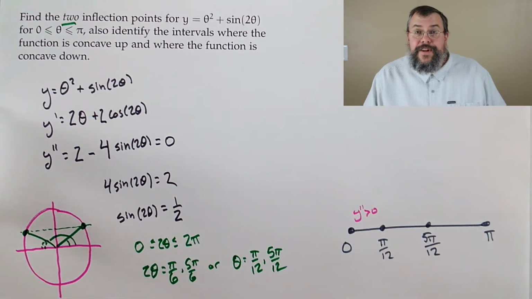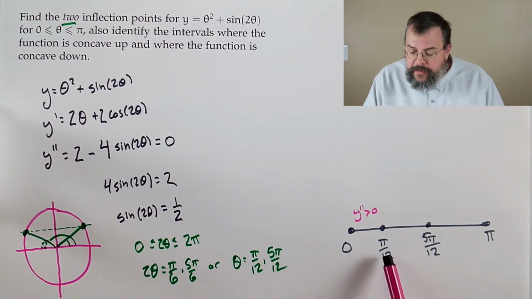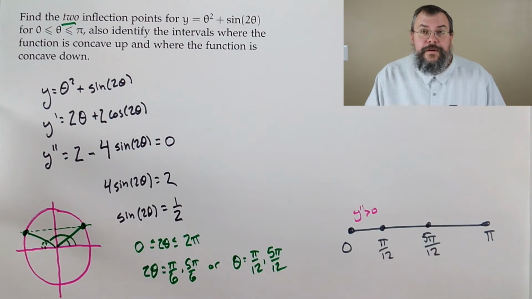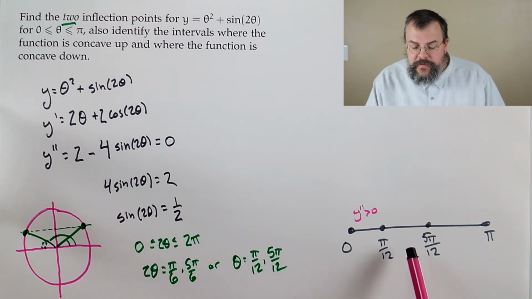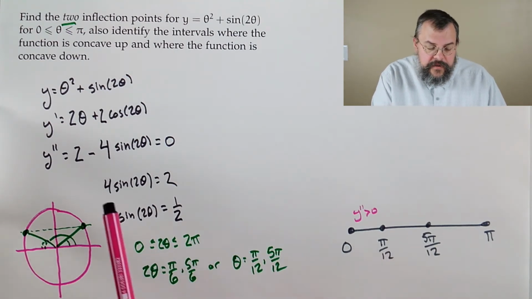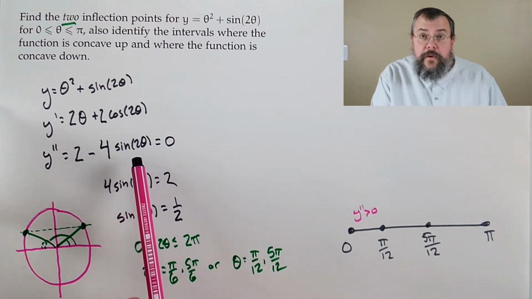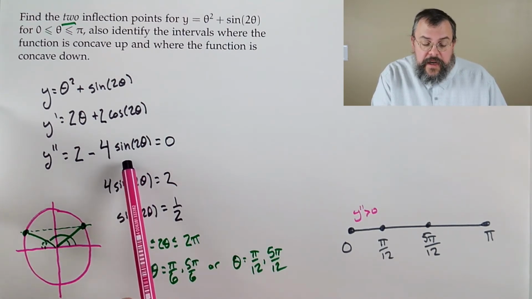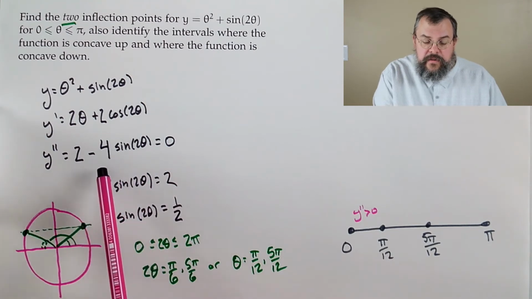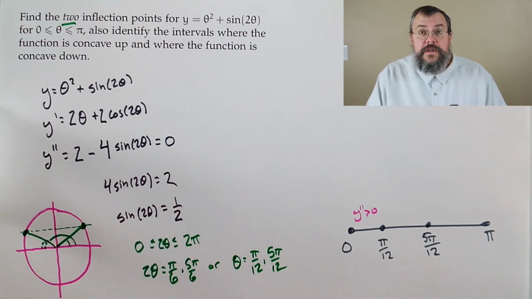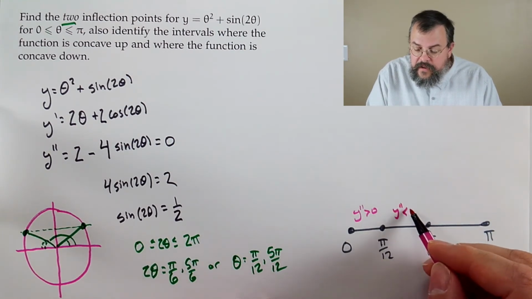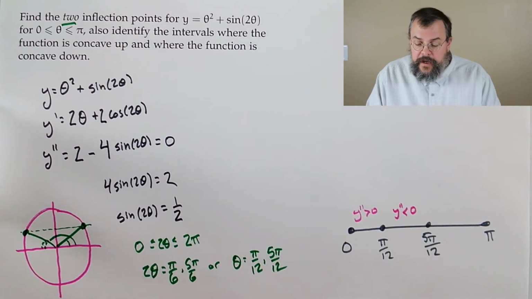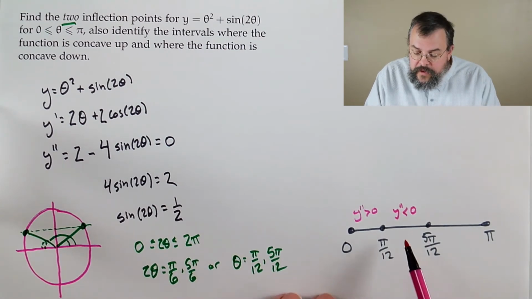Now we go to our next interval. Our next interval is between pi 12ths and 5 pi 12ths. Well, what's halfway between pi 12ths and 5 pi 12ths? Well, it would be 3 pi 12ths, or also known as pi 4ths. So let's plug in pi 4ths. So 2 times pi 4ths would be pi halves. And sine of pi halves is 1. So you get 2 minus 4, which is negative 2, which is a negative value. So our second derivative here is negative. All right, so in other words, this tells us we're concave down.